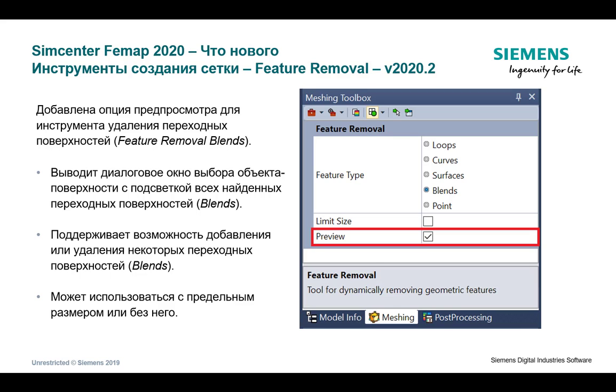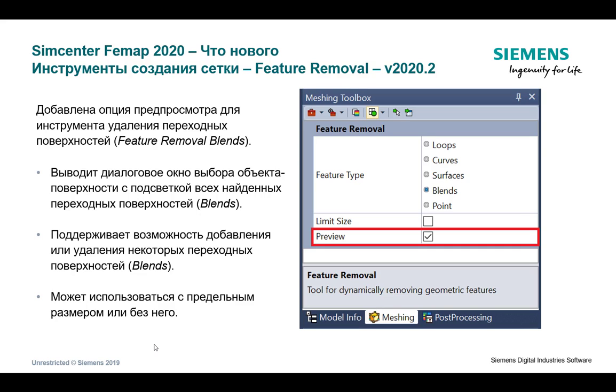To make blend removal even more robust for version 2020.2, a new preview option was added to the feature removal tool when feature type is set to blends. So when this option is on, all of the surfaces that the tool plans to remove will be highlighted in the screen, and the standard entity selection dialog box for surfaces will appear. At this point, the user can add or remove specific blends or other surfaces to attempt to remove with this tool.